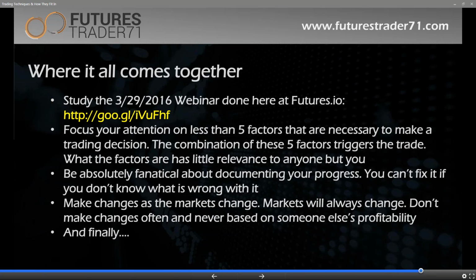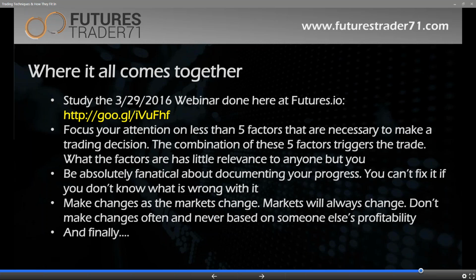Markets will always change. Don't make changes often, never based on someone else's profitability. So make changes as the market changes. You know, volatility picks up, you have to make a change. The market goes into balance and goes into a compressed consolidation range, you have to change.